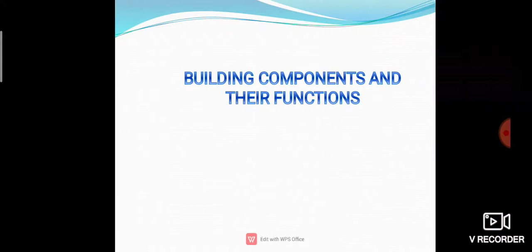Means from the top, from the slab to the ground. This is the function of load transmission from top to bottom. It carries the load from the superstructure and transmits it safely to the soil. This is the function performed by the foundation.